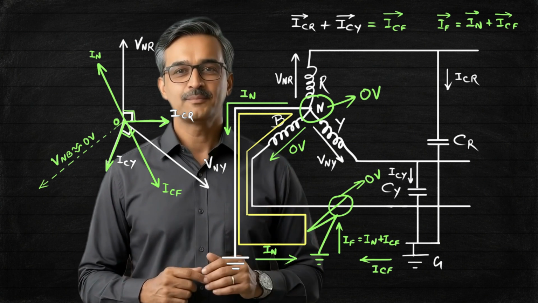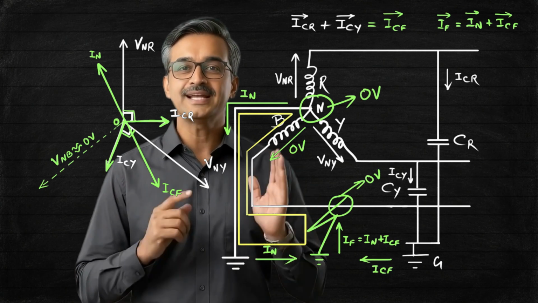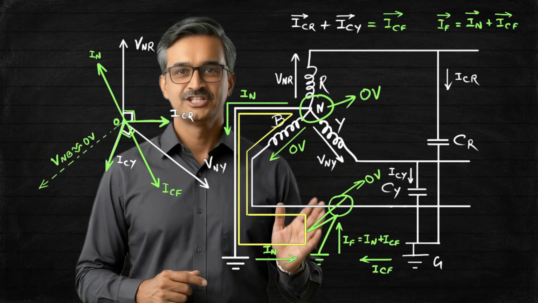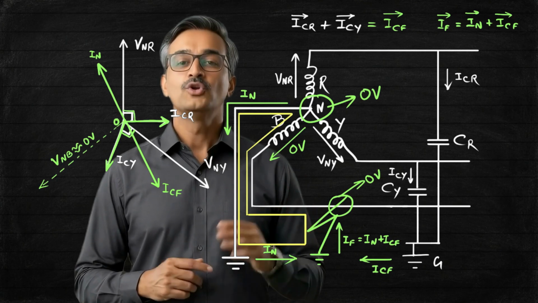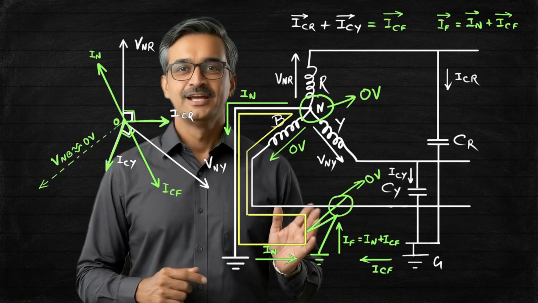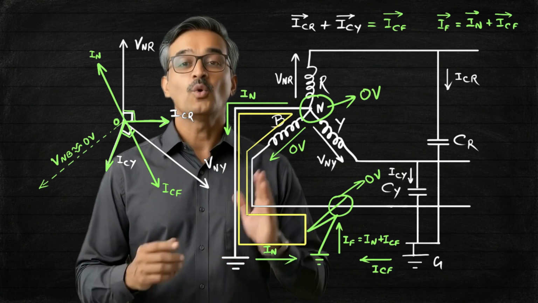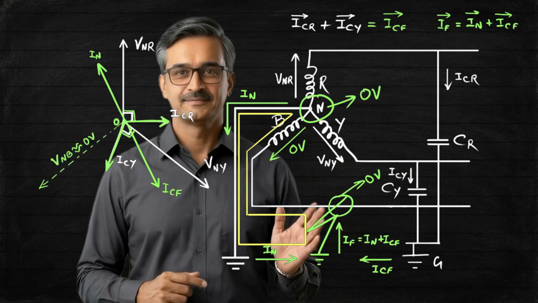Now, if we compare the phasor diagram carefully, we can see that the neutral current IN is almost in phase opposition to the resultant charging current ICF. In other words, the neutral current tends to oppose the charging current during the earth fault condition. This is one of the most important characteristics of a solidly grounded neutral system.